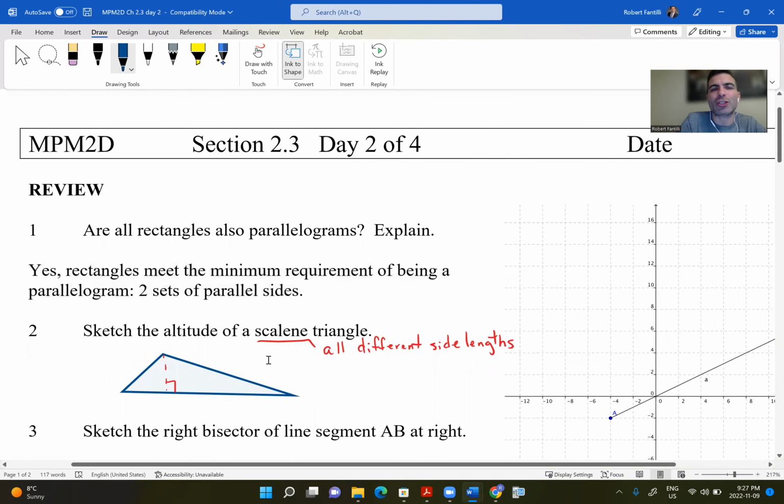Next question asks us to sketch. Remember, sketch is just a quick and dirty draw. It doesn't have to be perfect. You don't need to get your ruler out necessarily. You have a ruler in front of you, hopefully, so you can use it.